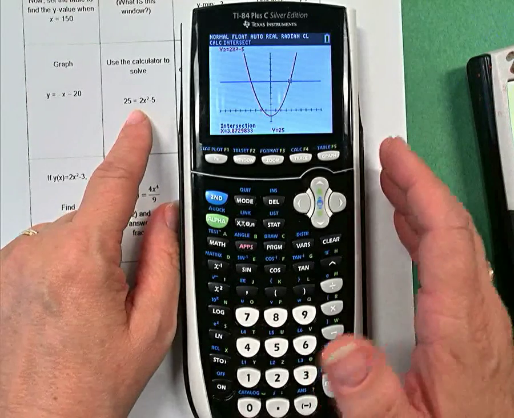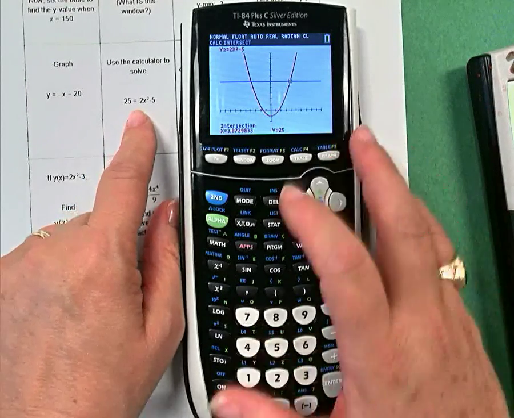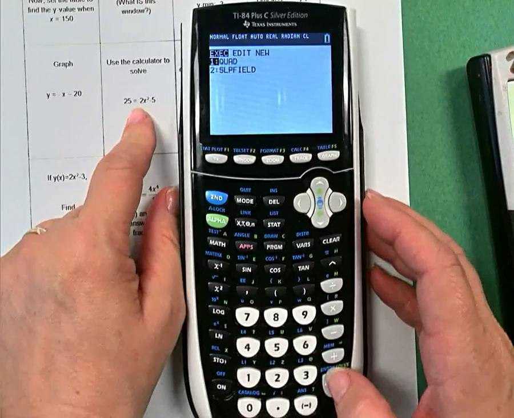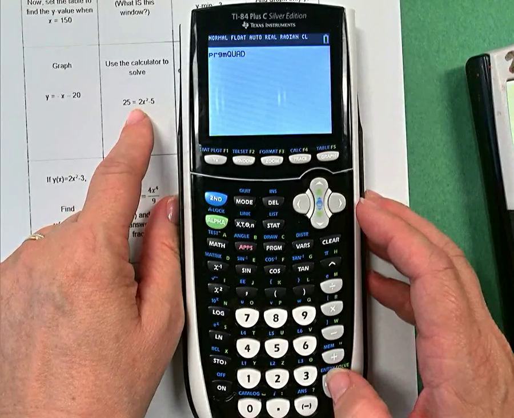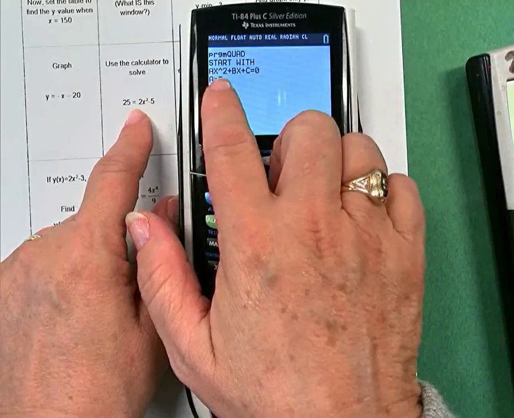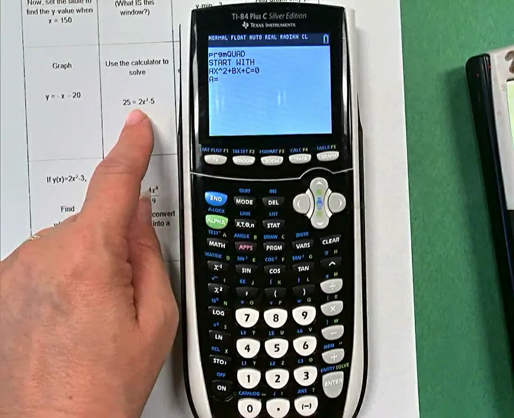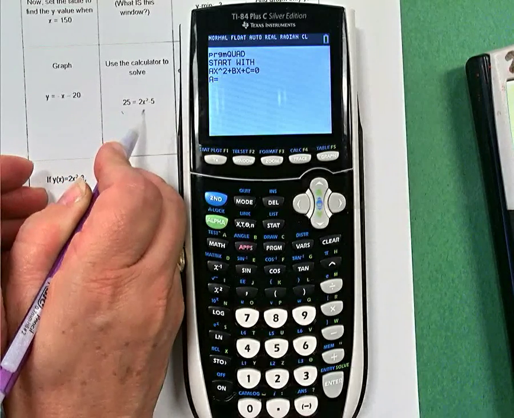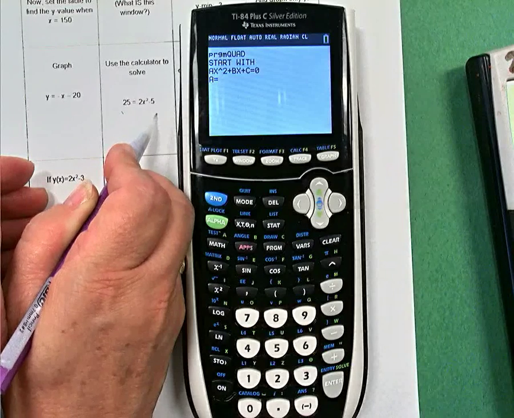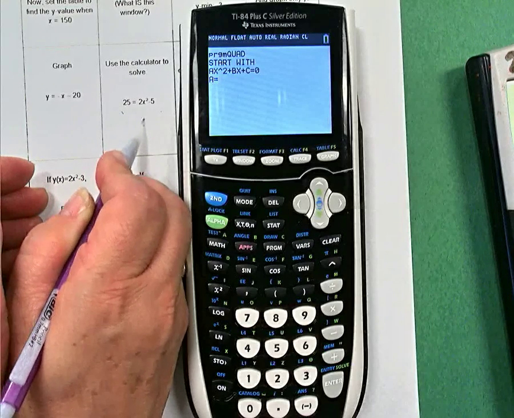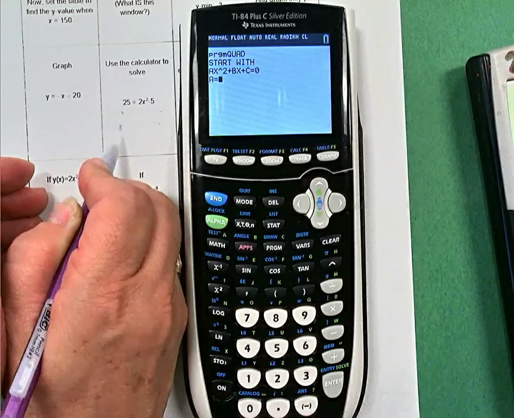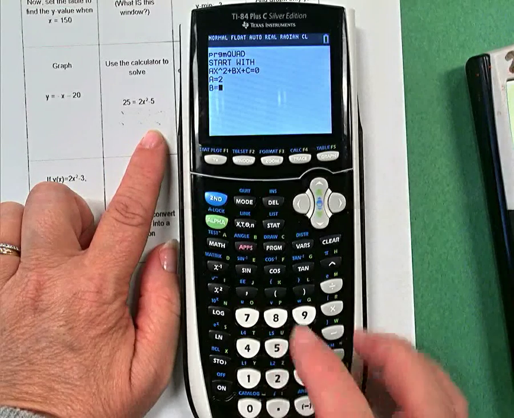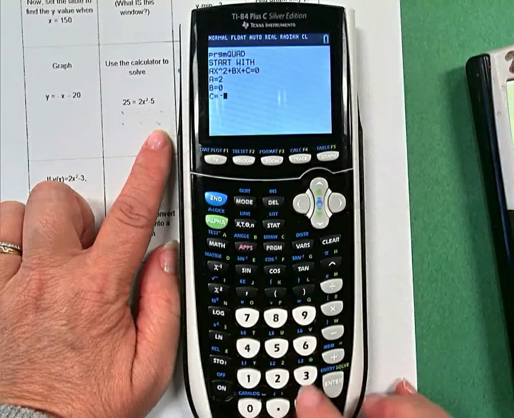Another way I could have used my calculator to solve this equation is I could have gone to my programs, because I know I programmed the quadratic formula in here. So I hit quad. Now, quadratic formula has to be ax squared plus bx plus c. That's not in the correct form. So I need to get 0 equals 2x squared minus 5 minus 25. 2x squared minus 30 equals 0. My a is a 2. My b is not there, so it's 0, and my c is negative 30.